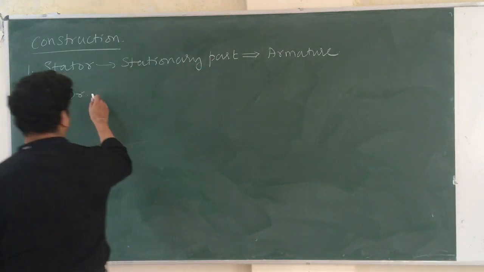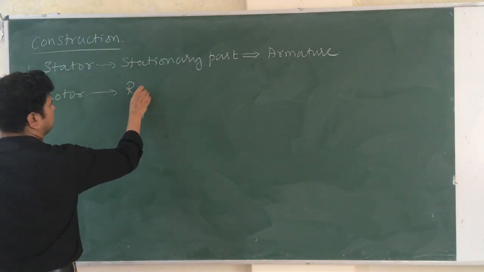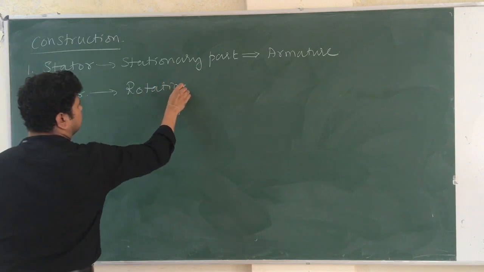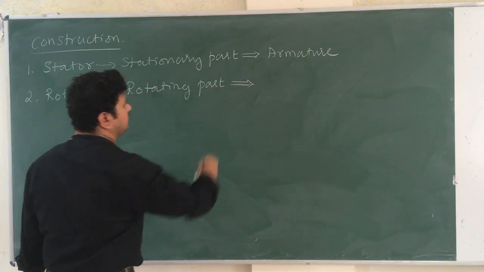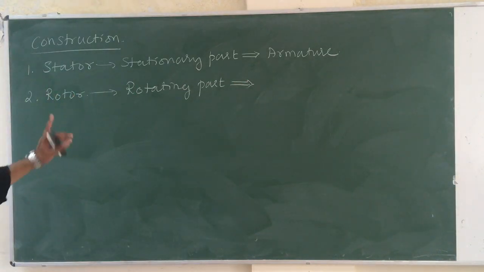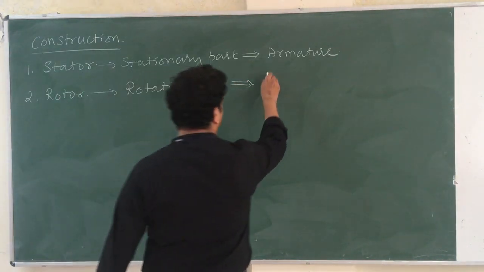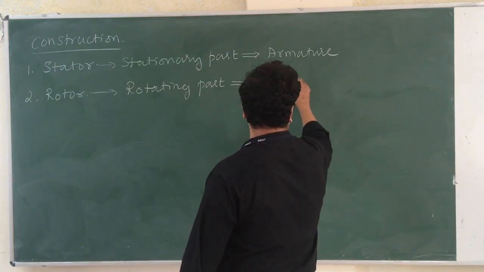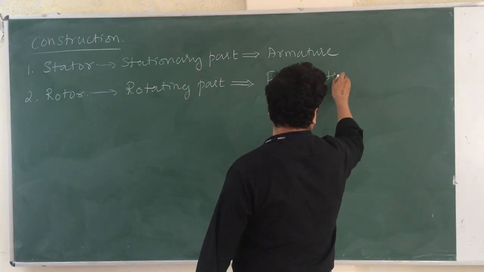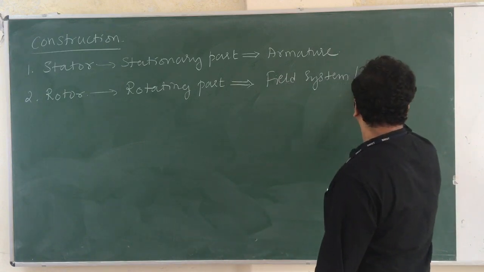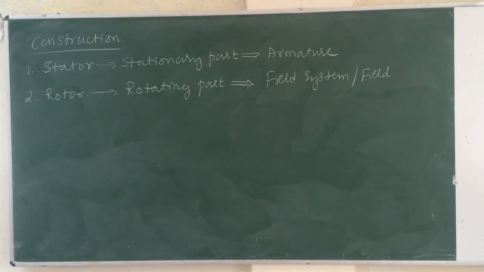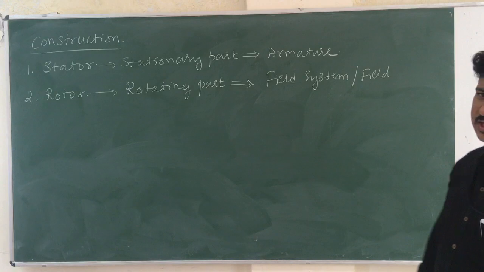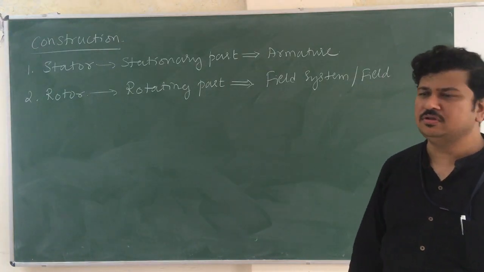The rotor, as the name suggests, is the rotating part. And the rotor is known as the field system, or simply the field, because it is creating the magnetic field. That's it. Now we will see exactly how the stator looks and how the rotor looks.